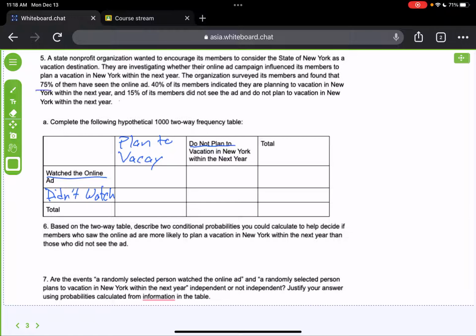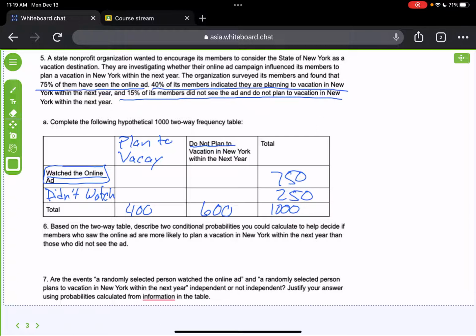It says that 75% of them saw the online ad. So right here is going to be 75% of the 1,000, which is going to be 750. Now, 40% of the members indicated that they are planning to vacation in New York within the next year. So that's 40% of the entire population. So that's down here. That would be 40% of 1,000 planned a vacation. Now we can go ahead and fill these in. And let's see what else that gives us.